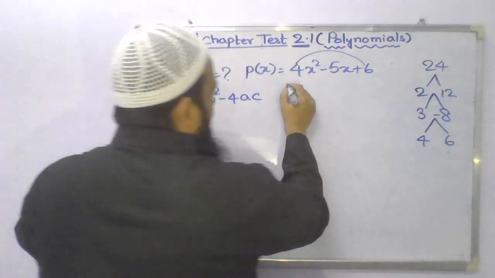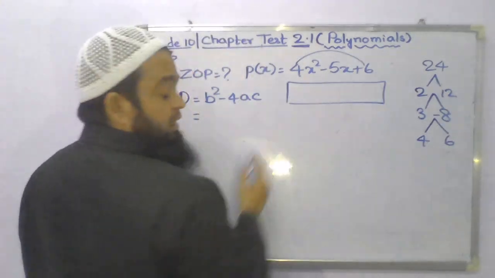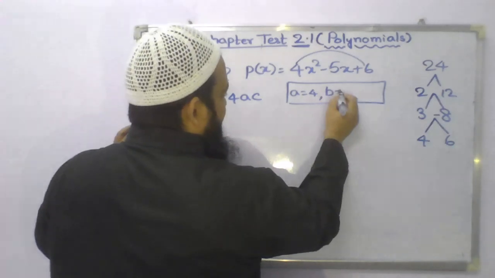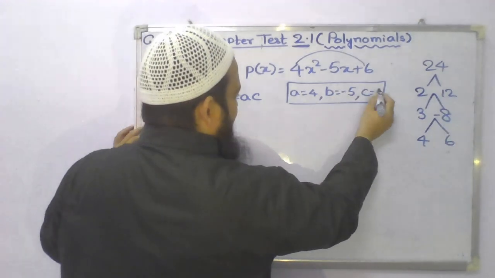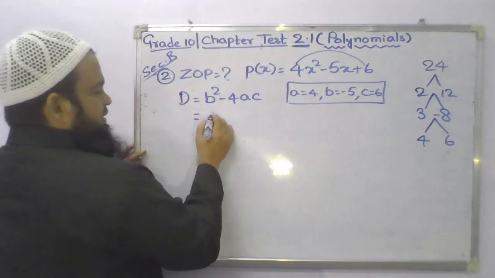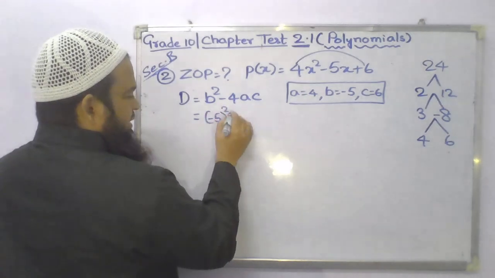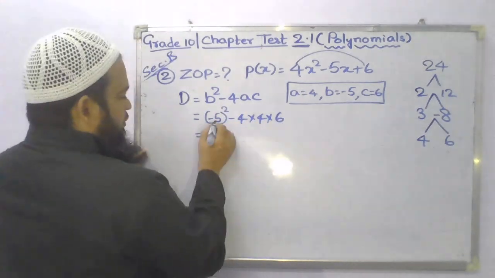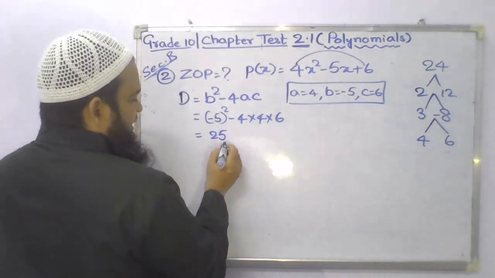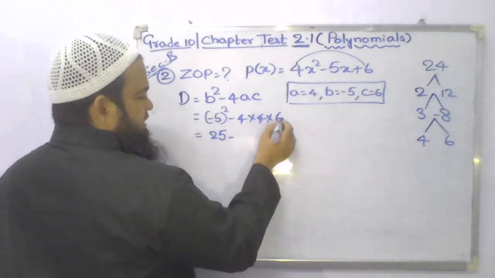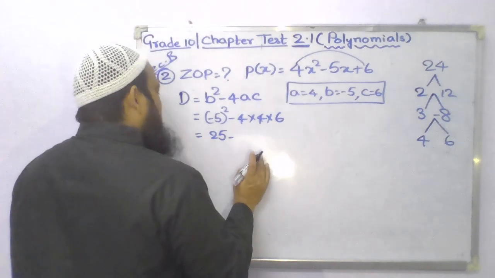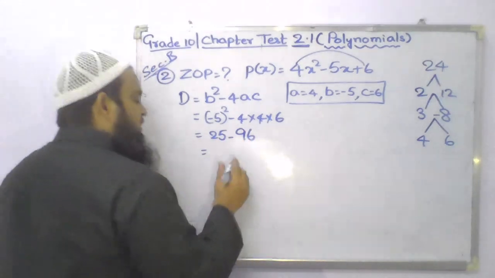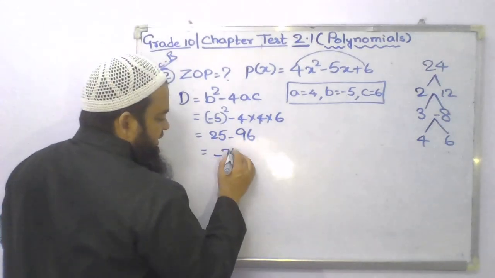Let us find out. Okay, let me write it actually, I am forgetting the step. So a is equal to 4, b is equal to minus 5, c is equal to 6. Let us see what is b square. Minus 5 whole square minus 4 into 4 into 6. So b square is what? 25 minus 4 4s are 16, 16 6s are 96. So you will have 25 minus 96, it is minus 71.